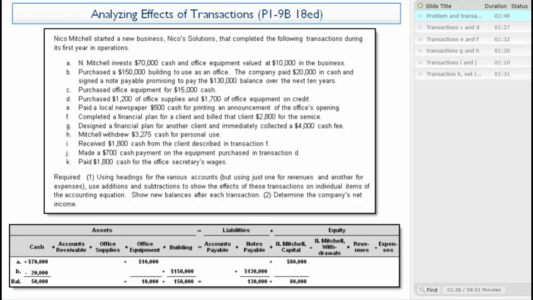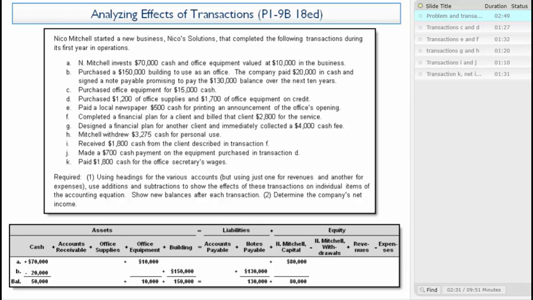Then on transaction B, we purchased a $150,000 building to use as an office. So building increases by $150,000. We also increase our liabilities under notes payable to show that we have an obligation to pay back the $130,000 note or loan payable that we used to buy the building, and that increases by $130,000. And we paid $20,000, it looks like a down payment, when we signed the note, so that decreases our cash by $20,000, and as a result, assets increase by $130,000, the $150,000 less the $20,000 of cash, and liabilities also increase by $130,000. Therefore, that transaction is in balance.